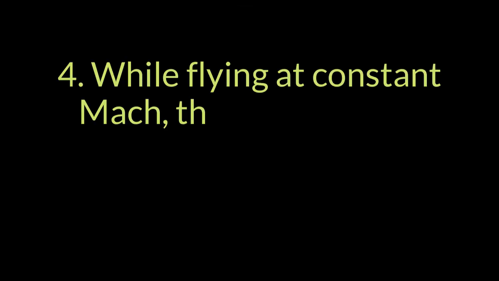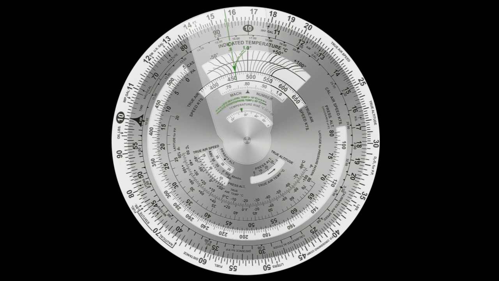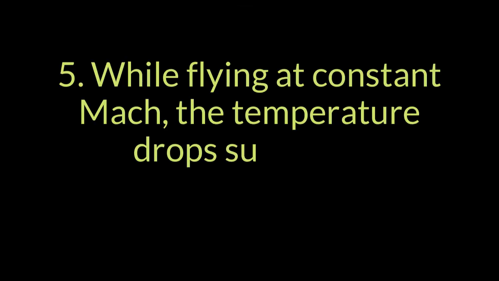Let's go with the next question. During flight, while flying at a constant Mach, the temperature drops suddenly. What happens to the calibrated airspeed? Well, I think we already said this. During flight, we're flying Mach decimal 78. The temperature is like minus 20 indicated, and suddenly drops to minus 1 million. What happens to the calibrated airspeed? Absolutely nothing. If I'm maintaining 40,000 feet, I was at 247 and I'm still at 247 knots indicated. So nothing changed.